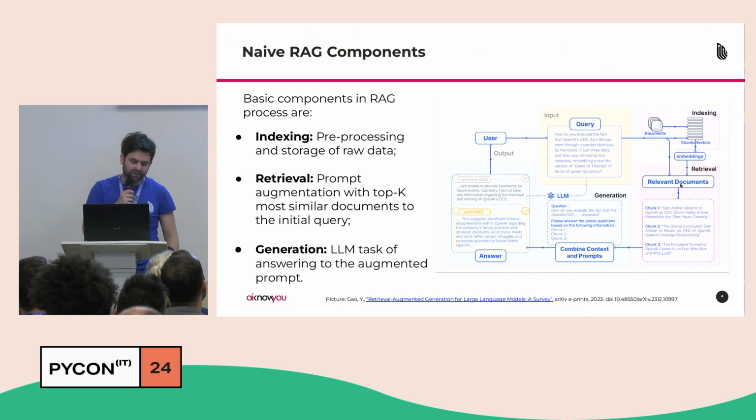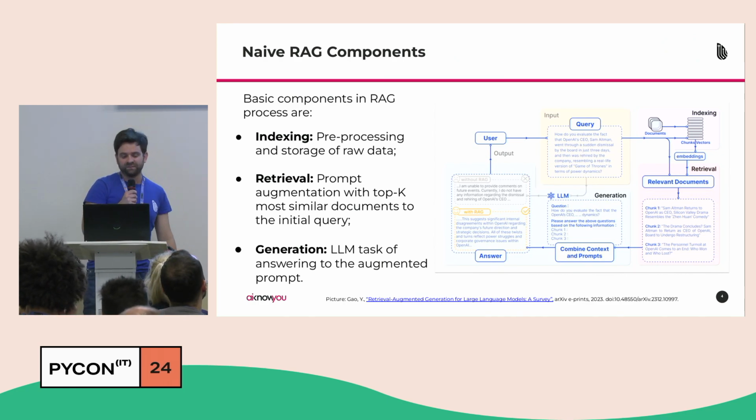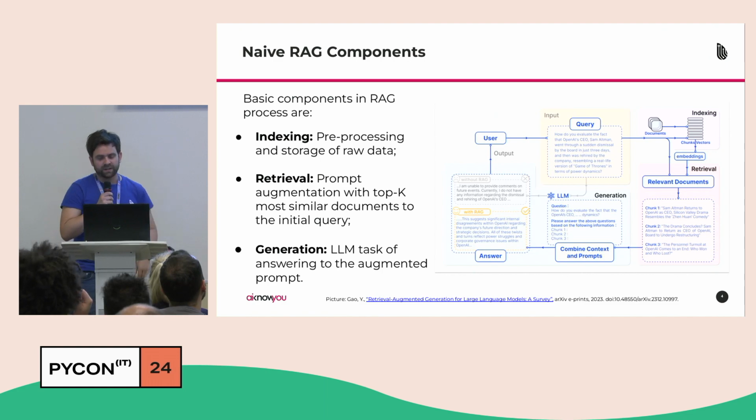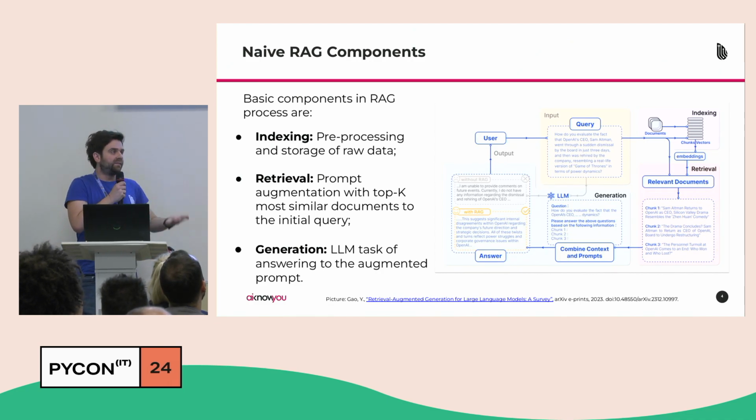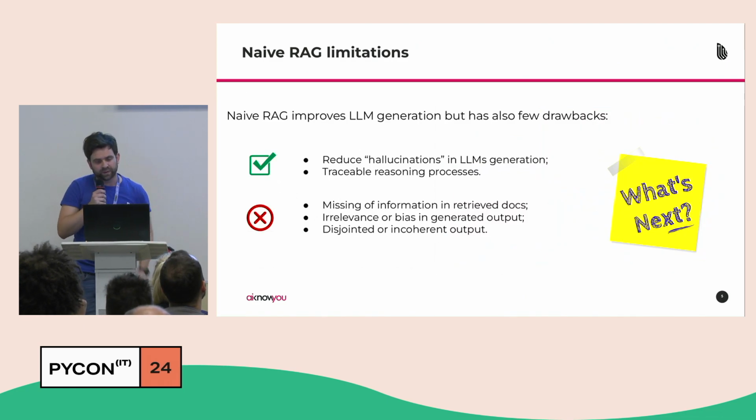And the last part, the part where the LLM is actually involved, is the generation part. So I ask ChatGPT or another LLM, please answer the above question based on the following information, with the information I got from the retrieval part. So the magic here is the augmented prompt. So instead of having just the question, I augment my prompt with some information I got from the retrieval part.